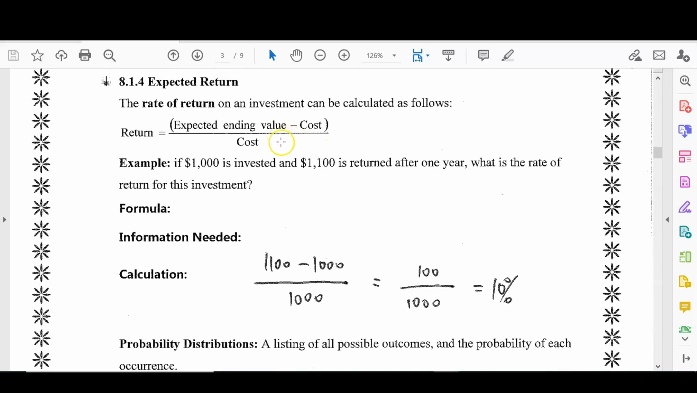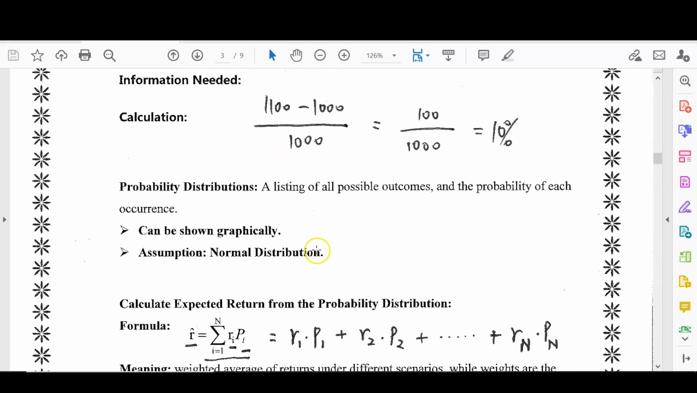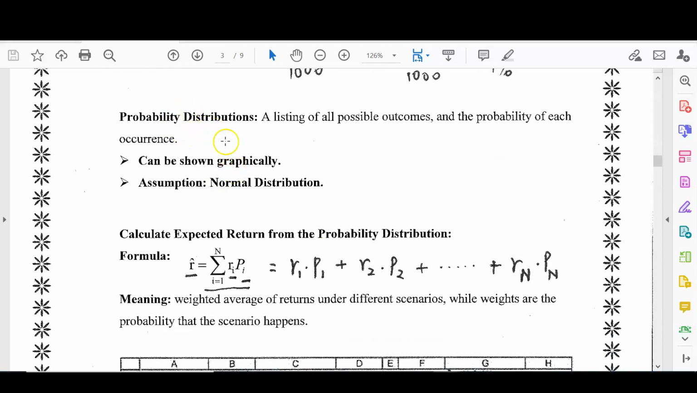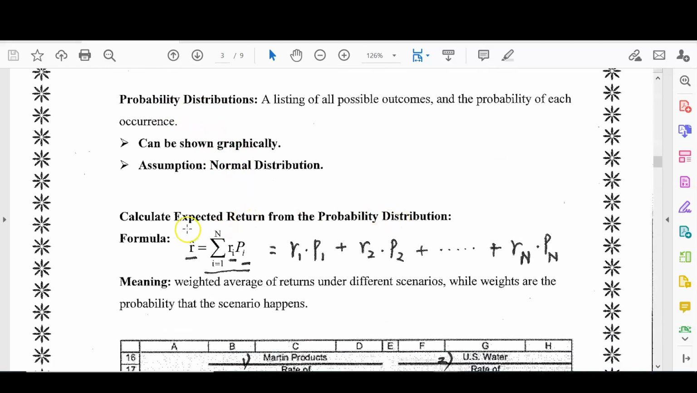This is a simple question about rate of return. What if we have probability distributions? Then we would calculate expected return from the probability distributions. Probability distributions are a list of all possible outcomes with the probability of each occurrence. It can be shown graphically, and we have the assumption that it is a normal distribution.